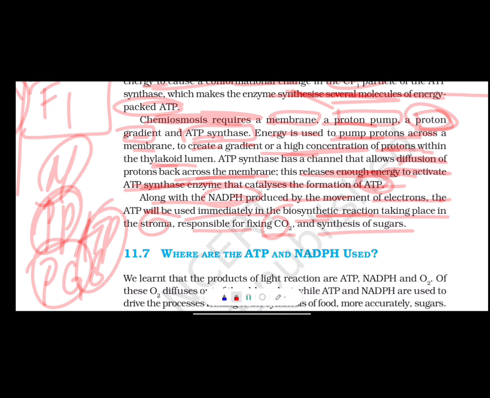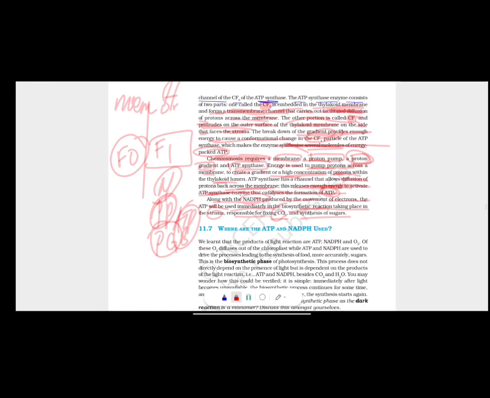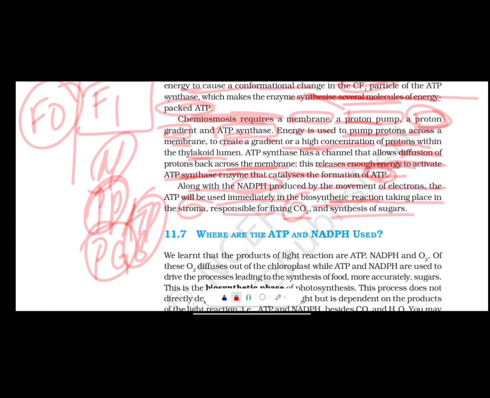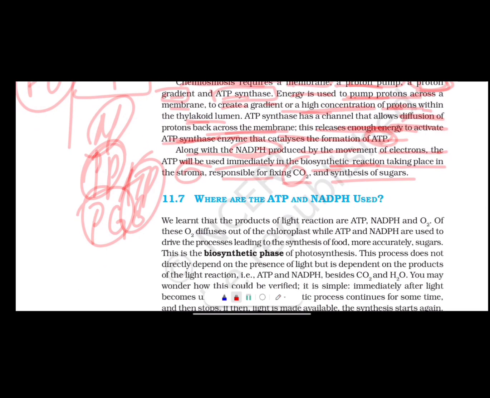Where does the biosynthetic reaction take place? In the stroma. It is responsible for the fixing of CO2 and synthesis of sugar. That is nothing but photosynthesis. So 11.7 we'll see in the next part, part 2.